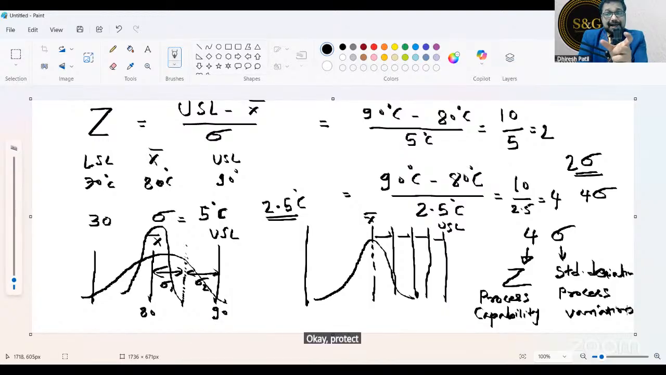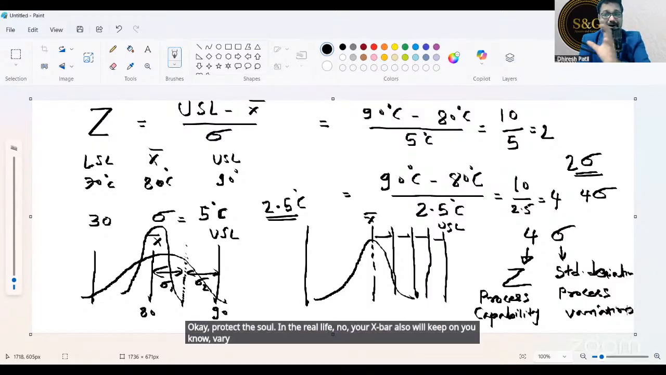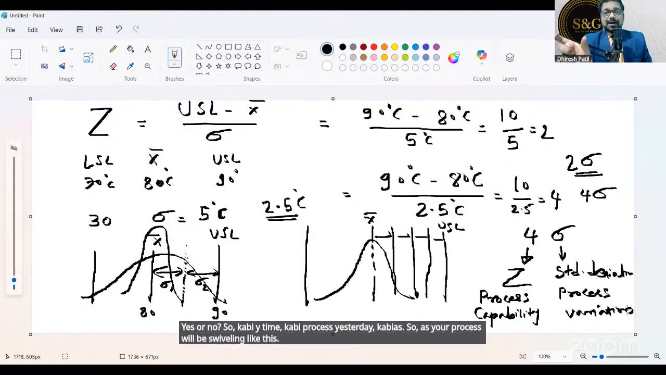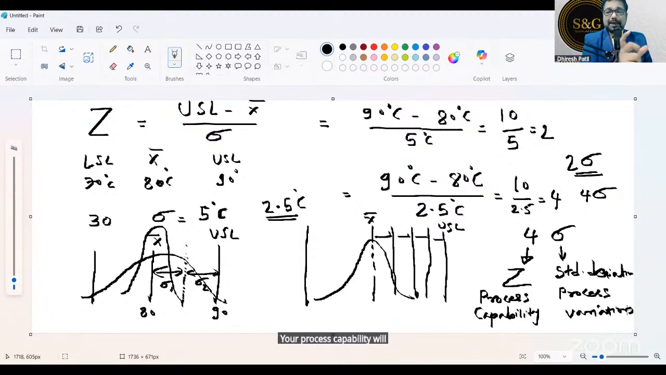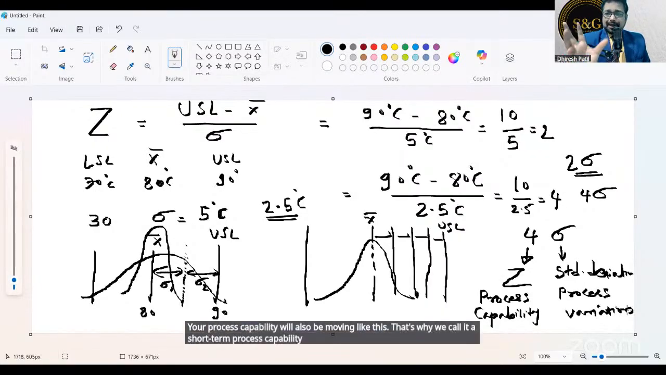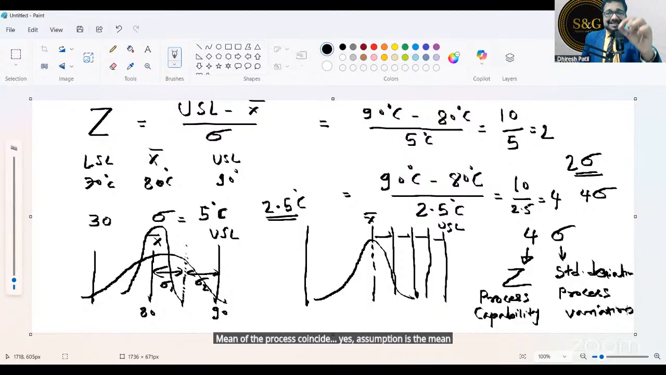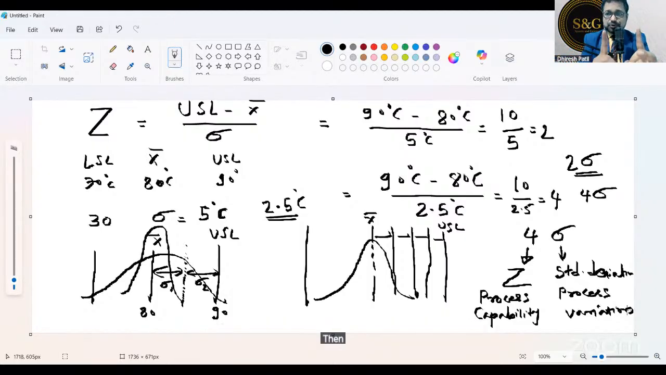So in real life, your X bar also will keep varying around your target. Yes or no? Sometimes the process will come to this side, sometimes to that side. So as your process will be swiveling like this, your process capability will also be moving like this. That's why we call it short-term process capability and long-term process capability. I will explain this sometime in a different session. Yes, the assumption is the mean and the target exactly coincide. Then this will be absolutely applicable. Okay? Clear?